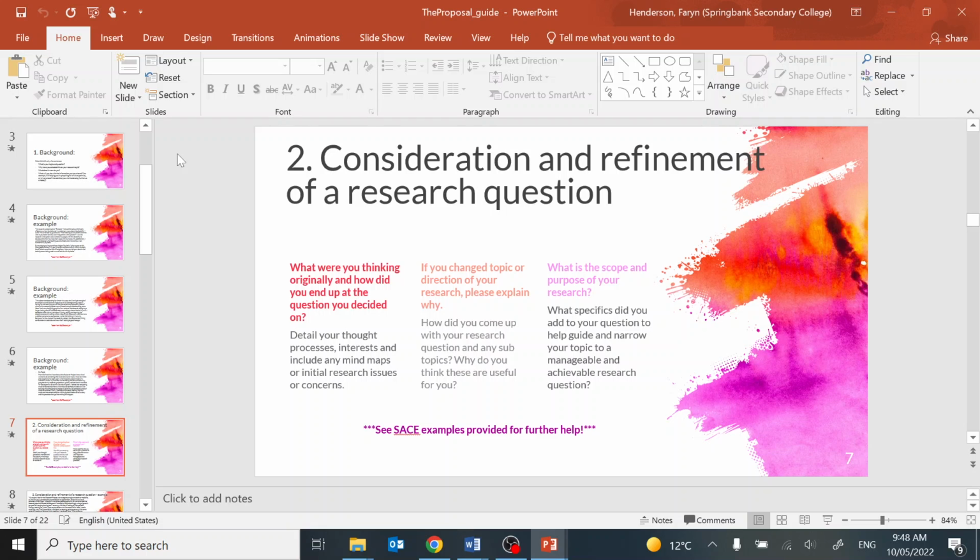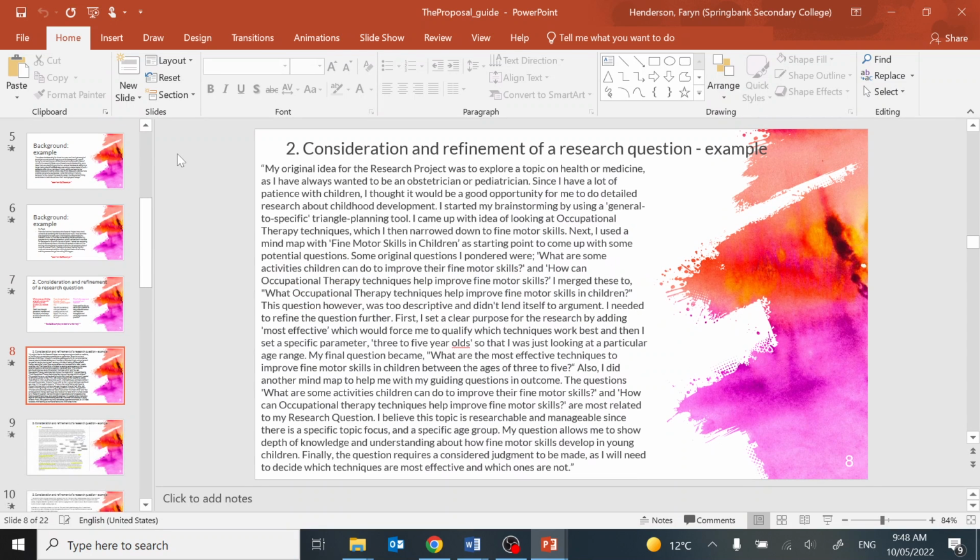Okay. Now, I'm not going to read through the SACE exemplars. This particular exemplar came straight out of an A plus exemplar. They had a lot to say. I will let you read that in your own accord. You can pause the video or you can download the PowerPoint yourself from the Google Drive docs. The link will be at the bottom of the video.